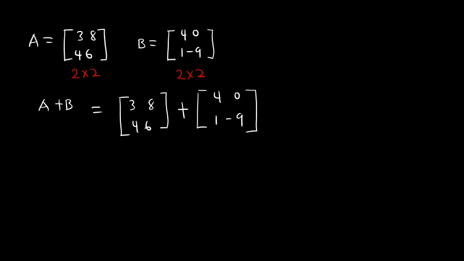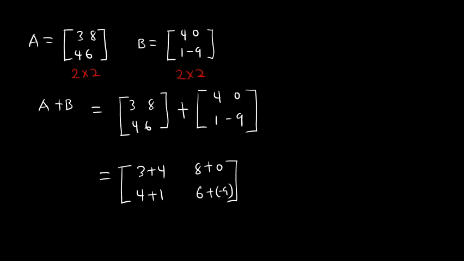When you look at these two matrices, you see that the 3 in matrix A matches with the 4 in matrix B. So we are going to add these two values, that is 3 plus 4. The 8 in matrix A matches with the 0 in matrix B, so that will be 8 plus 0. The 4 in matrix A matches with the 1 in matrix B, so that will be 4 plus 1. And the 6 in matrix A matches with the minus 9 in matrix B, so that is 6 plus minus 9.